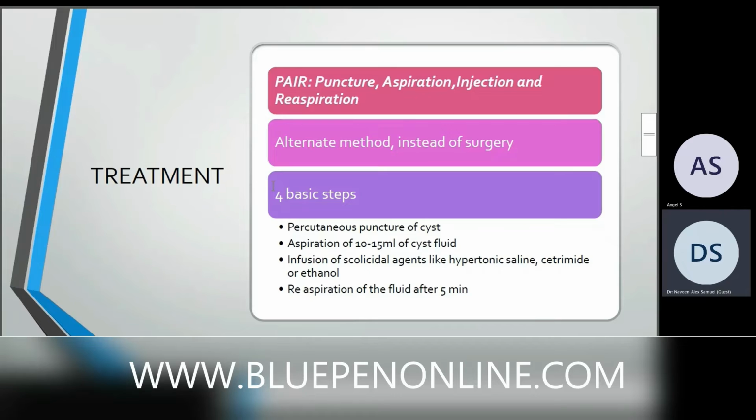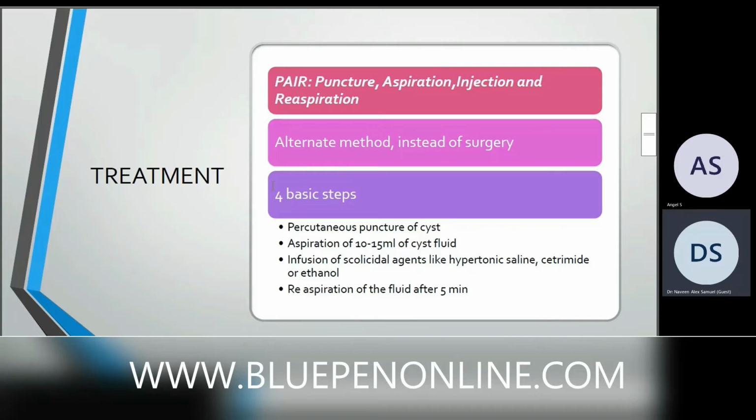Percutaneous puncture of the cyst, then aspiration of 10 to 15 ml of the cyst fluid. After aspiration, infusion of a scolicidal agent like hypertonic saline, cetrimide, and/or ethanol is used. They are called scolicidal agents because they kill the scolices. Then next is reaspiration of the fluid after 5 minutes.